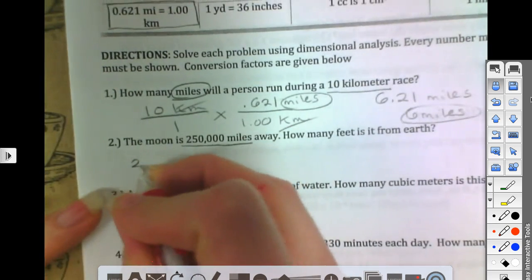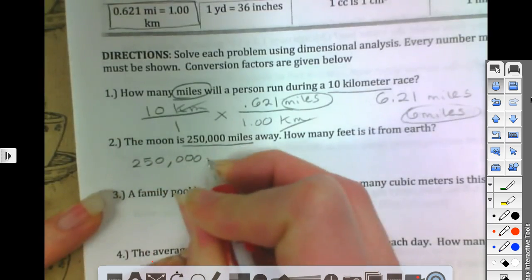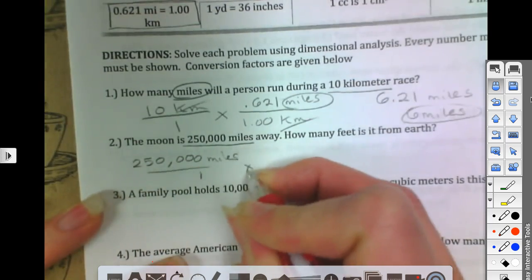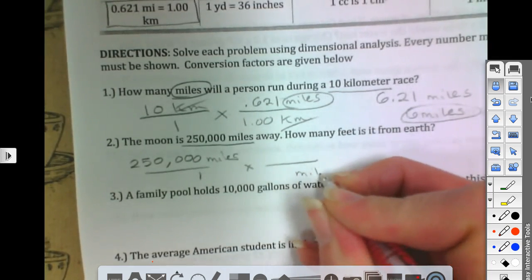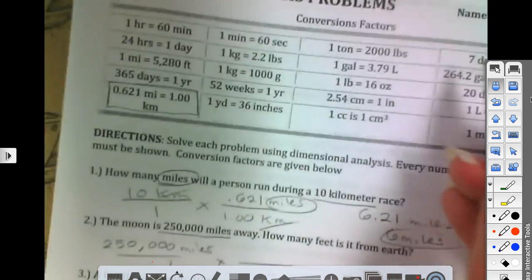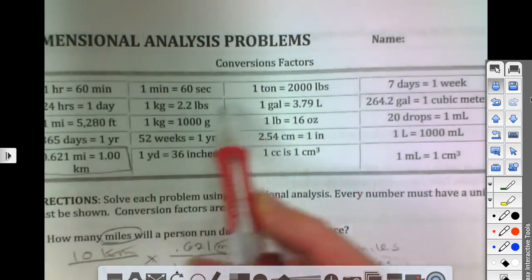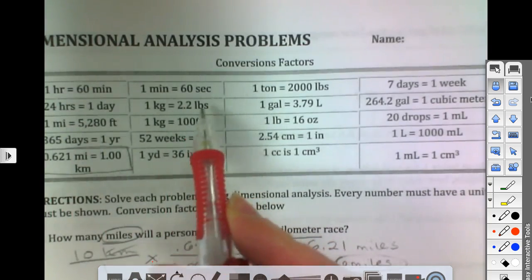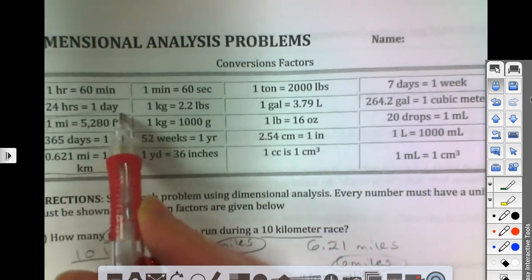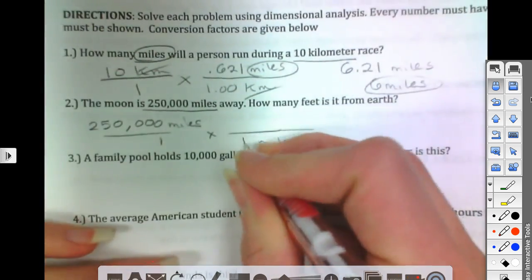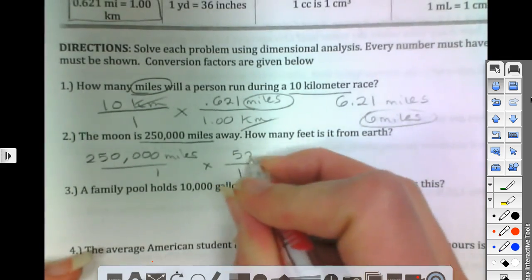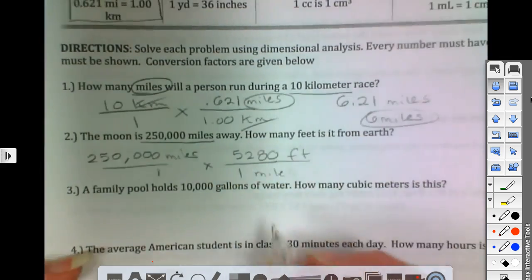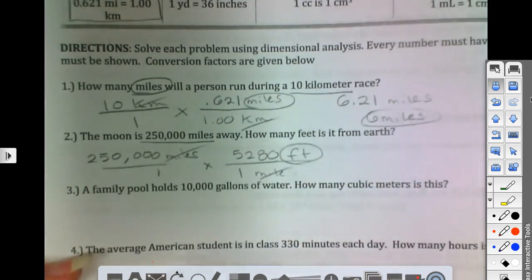So I want to start with 250,000 miles over 1. And then the next fraction I'm going to be using, I need miles on the bottom. And I'm trying to go to feet. And if I look up here somewhere, it says 5,280. I just happen to know that. So that's the one I was using. So 1 mile, and I guess it's probably not plural, is 5,280 feet. And so, checking myself, making sure I have what I want. That was the circled one, was feet.